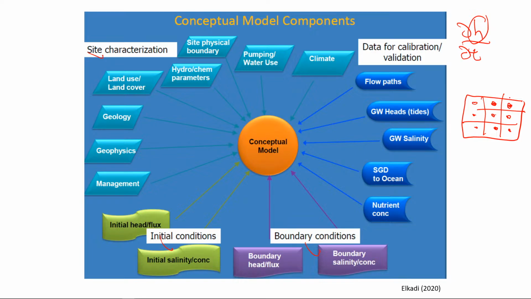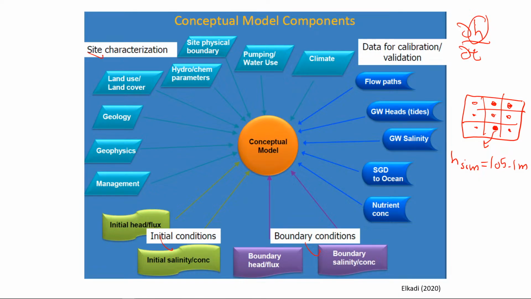How do you know that this model is the true model? How do you know that this model is a good representation of your site? Well, the way to do this is that you get data. Let's say the model simulated head here, at this cell, at this location, is 105.1 meters. Then I go in the field and I measure the head there at this time.